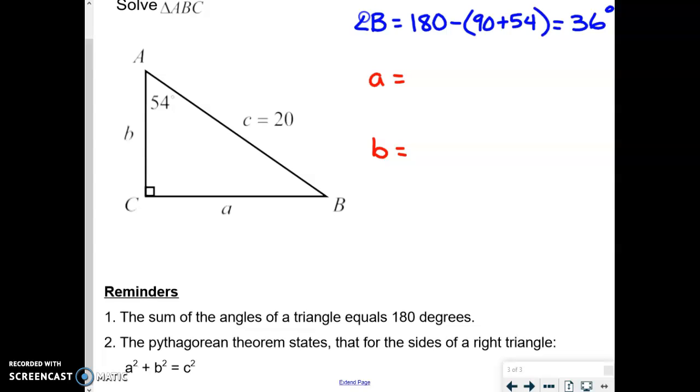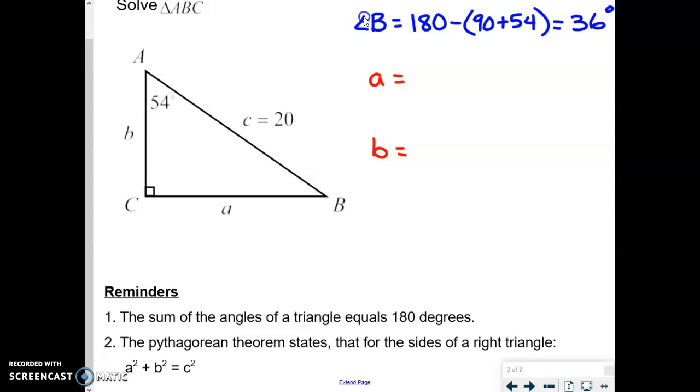So in this case, it was relatively simple to solve that part of the right triangle since we were given 2 of the 3 angles. Now for side A, what I'd like to do is use one of the trigonometric ratios we just talked about in the previous couple of screens.